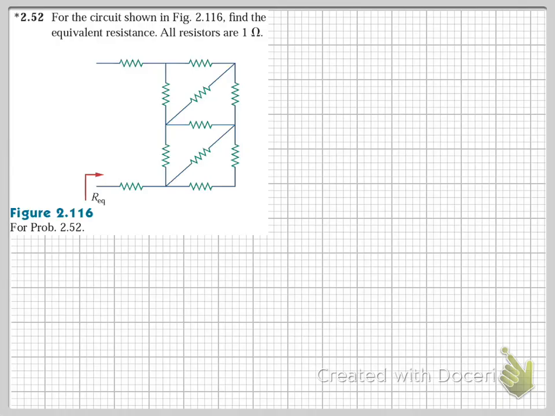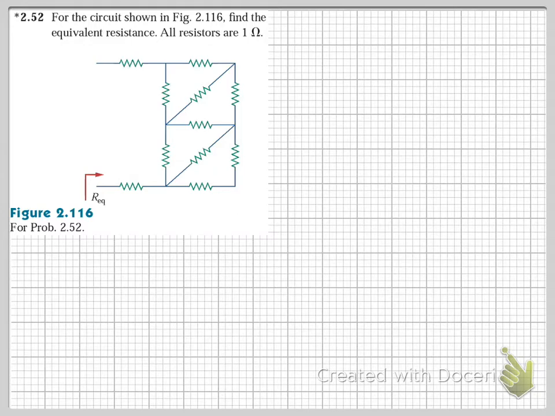So this is our most hated delta to Y circuit. Really a pain to deal with. They say that all the resistors are 1 ohm, and do what you please, just get an answer. Okay.